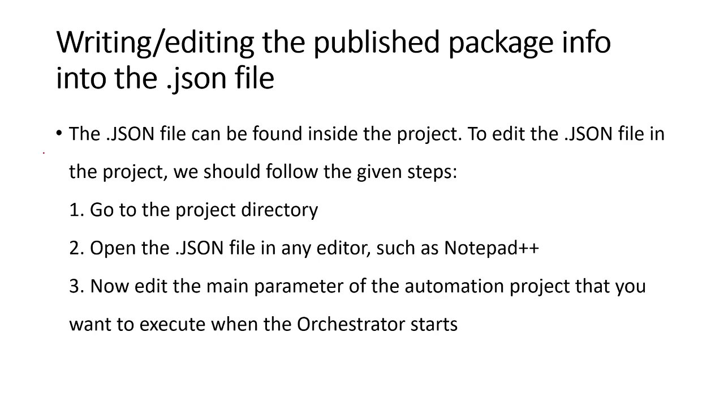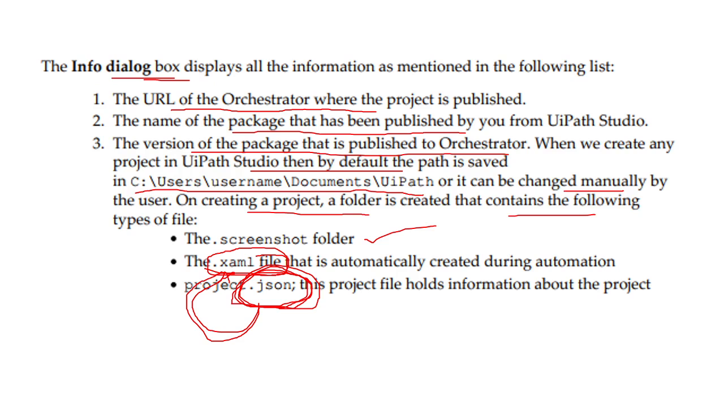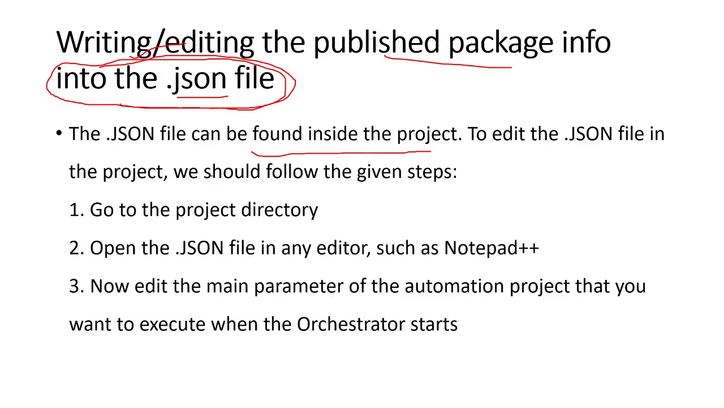Now we shall see, as I said, about the JSON file. So now we shall see how to write or edit the published package info into the JSON file. I said this is like a configuration file or the heart of the XAML file. So you will understand in a few seconds now. The JSON file can be found inside the project, as I said. So whenever you create a project, remember, a screenshot folder will be created, XAML file will be created, JSON file will also be created. So that's what the author is telling here.